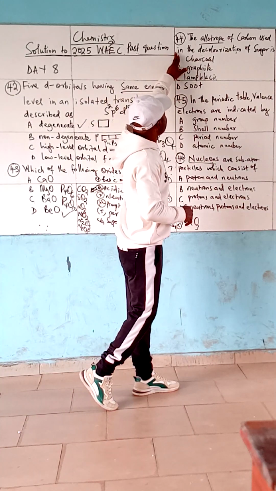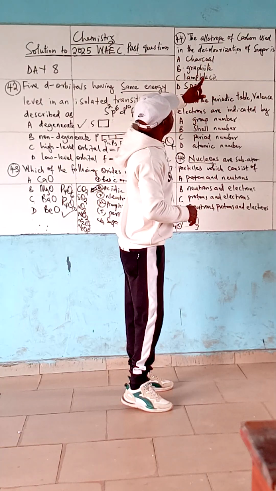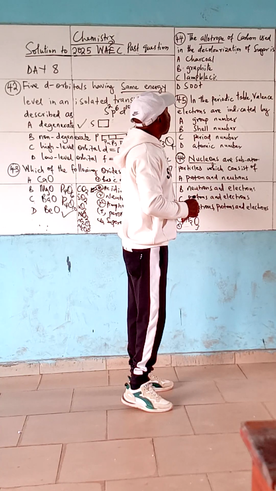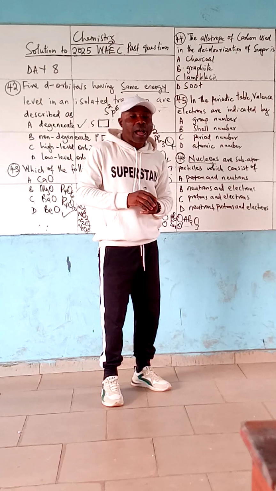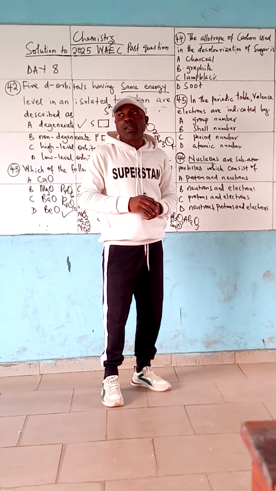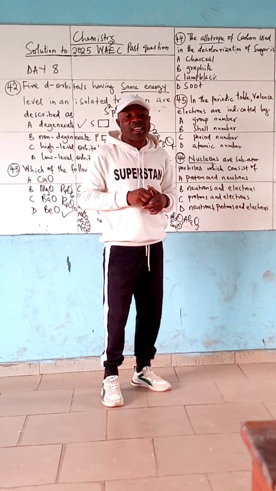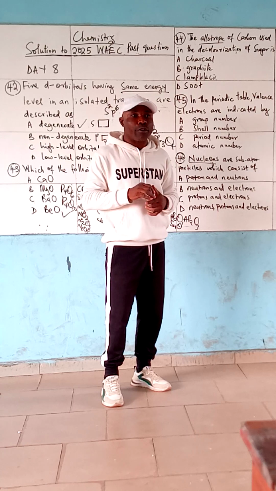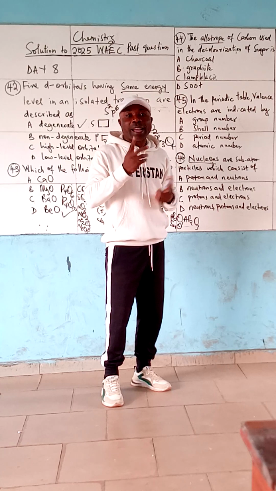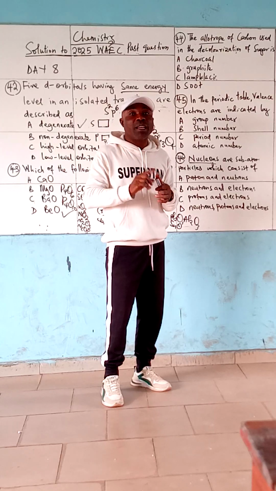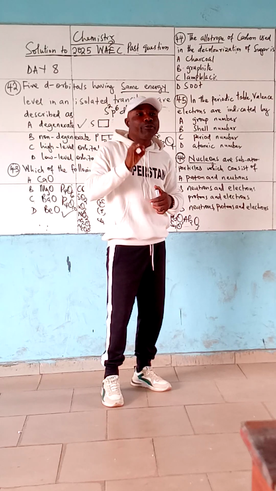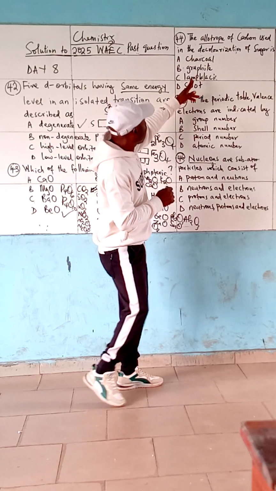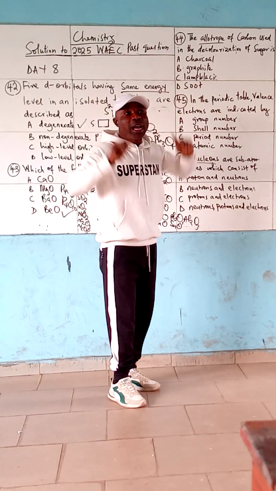Then question 44. The allotrope of carbon used in decolorization of sugar is what? Of course, know that carbon exhibits allotropy. What then is allotropy? It's a phenomenon whereby an atom of an element exists in two or more forms in the same physical state. Or it can be defined as the existence of an element in two or more forms in the same physical state, maintaining the same chemical state.